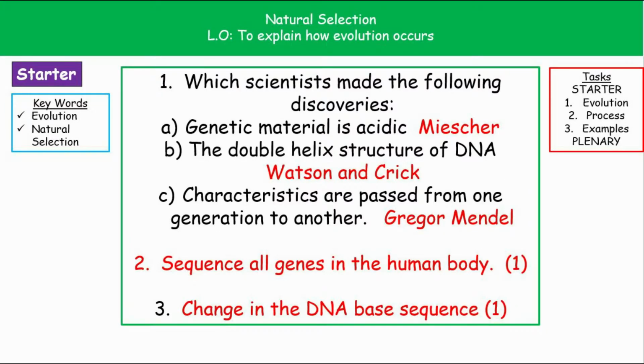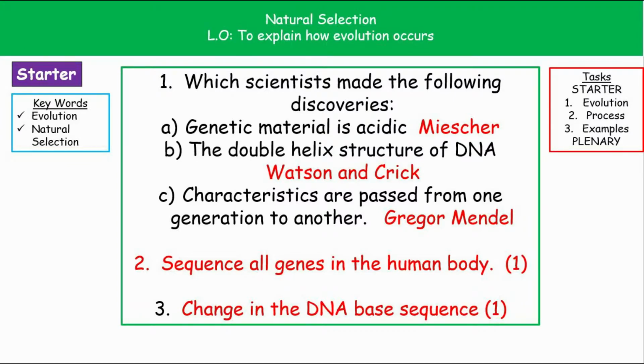Let's go through and mark our answers then. So the scientists that made the discoveries. The genetic material being acidic was Miescher. The double helix structure of DNA was Watson and Crick. And the characteristics being passed from one generation to another was Gregor Mendel. So give yourself a mark for each of those you got right.